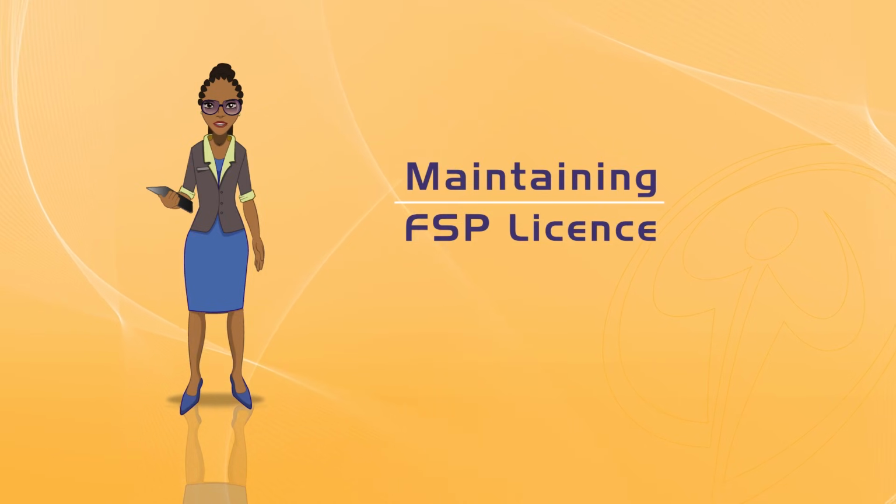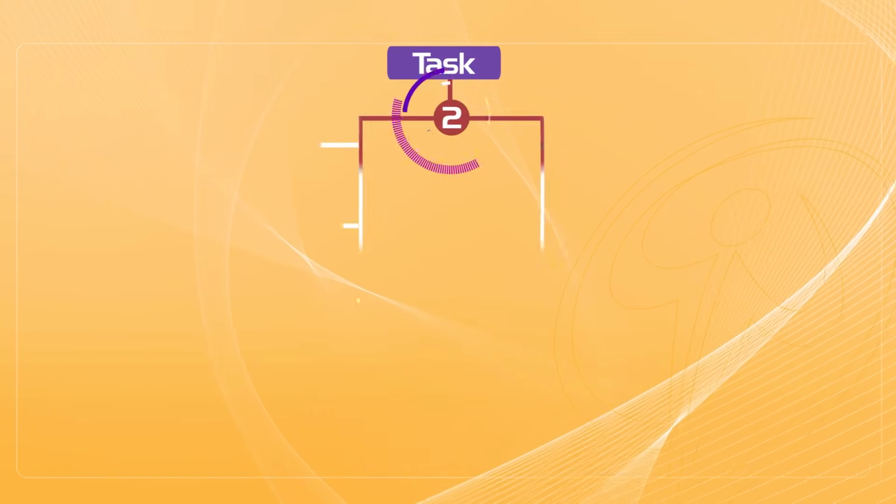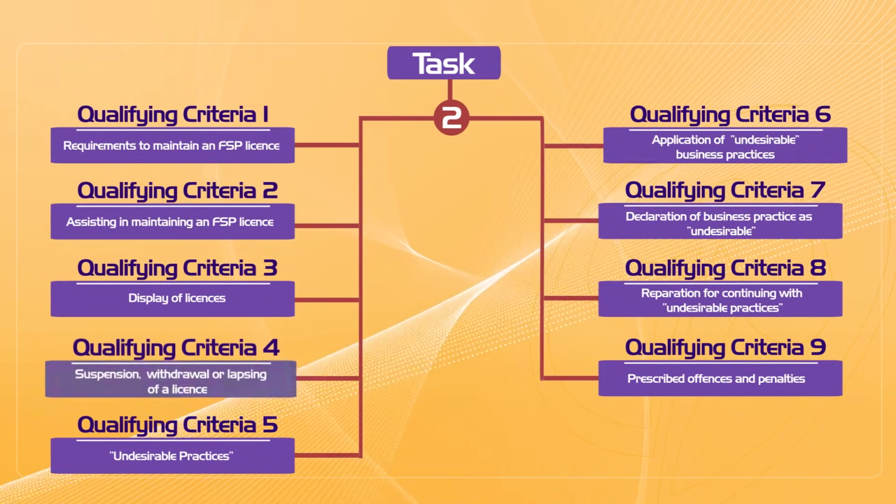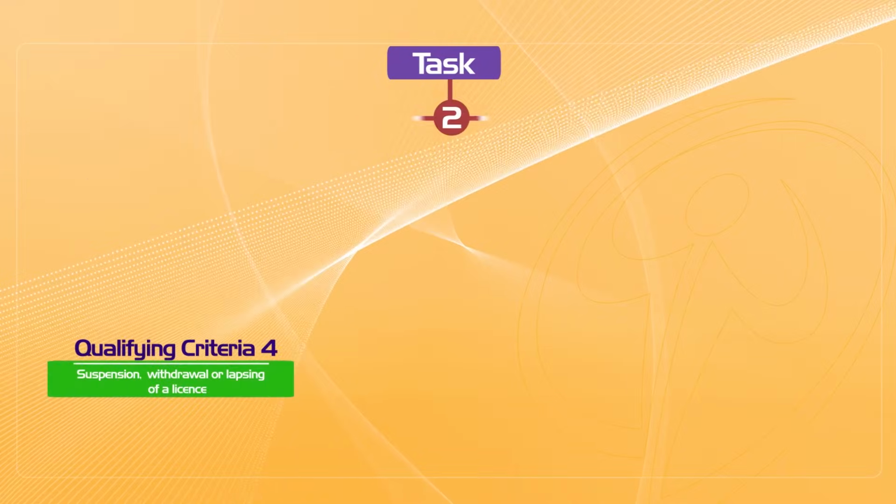Task 2 talks about contributing towards maintaining an FSP license. Task 2 has 9 qualifying criteria. Let's look at Task 2, Qualifying Criteria 4.